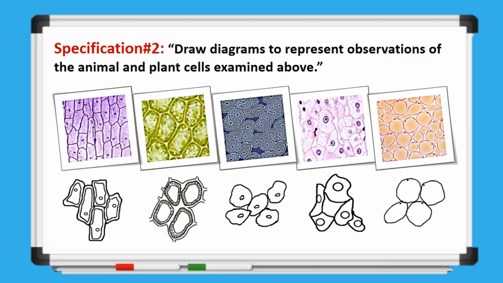Next, specification number 2 states, draw diagrams to represent observations of the animal and plant cells examined above. This guides students to create diagrams reflecting their observations of these cells. We will focus on creating drawings of the animal and plant cells previously observed, which will serve as references for students as they make their own diagrams. This activity offers visual aids for biology or science classes and helps students refine their scientific illustration skills.